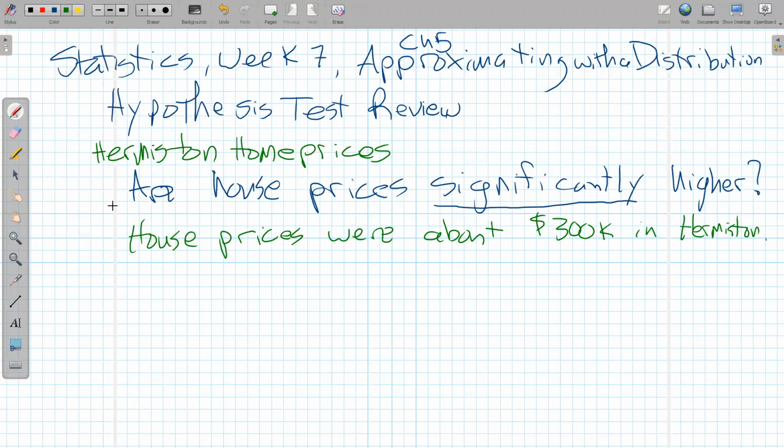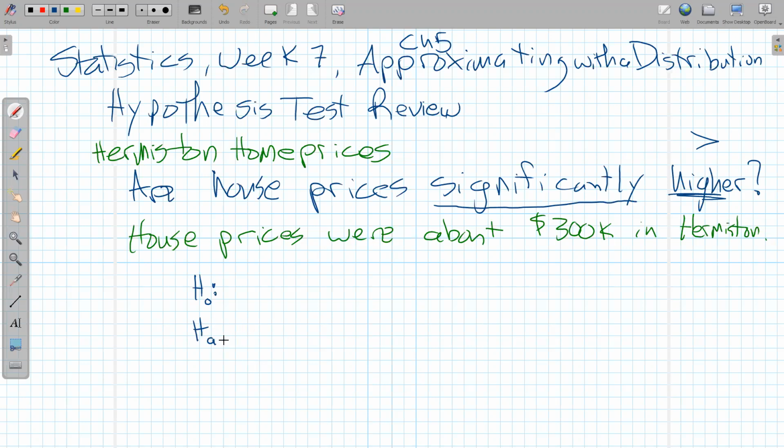And then I have this question based on talking to people and looking at housing prices that they seem to be a little bit higher than that right now. So are they measurably higher, or is it just a little higher but close enough to 300,000? So my hypotheses here: null hypothesis has to have an equal to. Now this just says higher. Higher is a greater than. There's no equal to there. So that would have to be my alternative hypothesis.